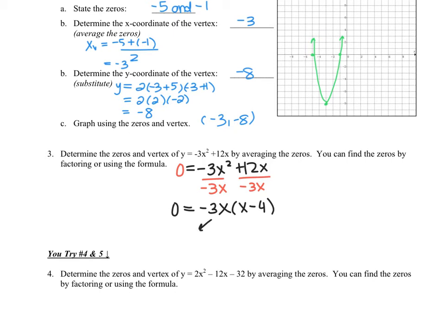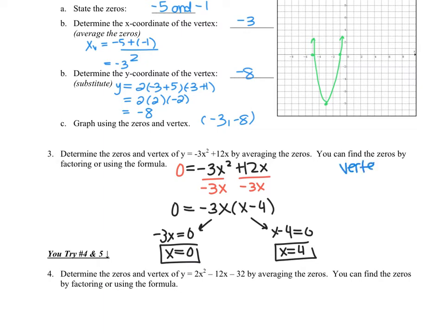Now, I can find my two zeros. From here, if we want to solve, it's -3x equals 0, and when I divide out that -3, I'm left with x equals 0 as one x-intercept, and then x minus 4 equals 0, so that x equals 4 is the second x-intercept. Now, I can go ahead and start solving for my vertex.